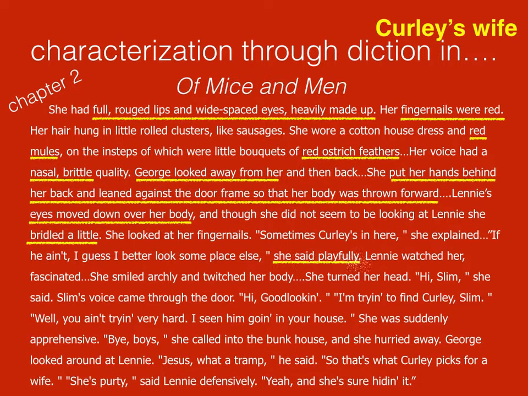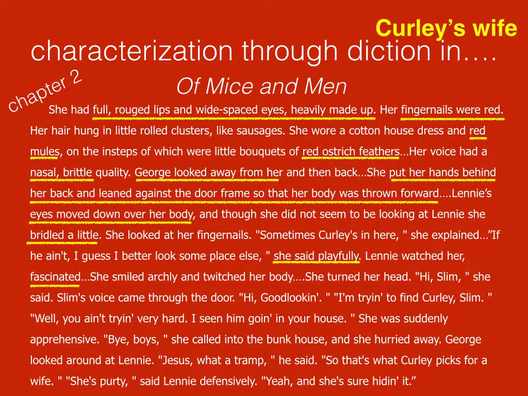Then she has this conversation with the guys saying that she's looking for her husband, and the author makes sure to use the word playfully. She's saying this very playfully to them. Well, if he ain't here, I guess I better look someplace else. So again, she's just sort of flirting with these guys. Now, in describing Lenny, the author makes an excellent choice in diction by choosing the word fascinated. He's mesmerized by her.